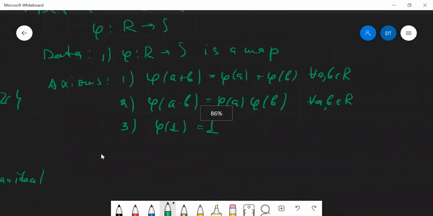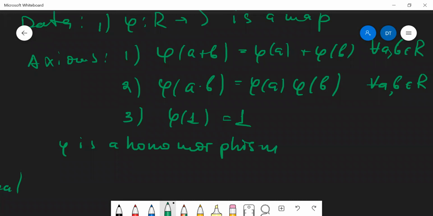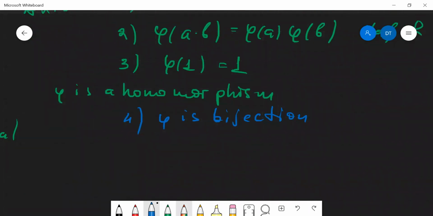And if phi is a homomorphism, and if additionally we have that phi is a bijection, then phi is an isomorphism.